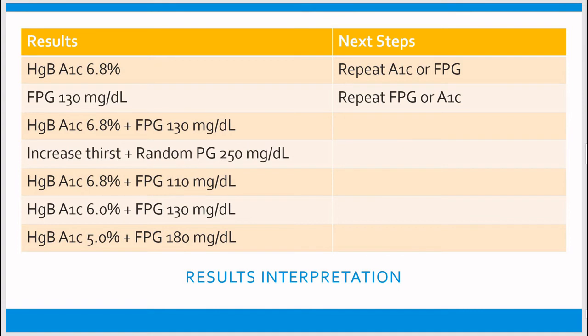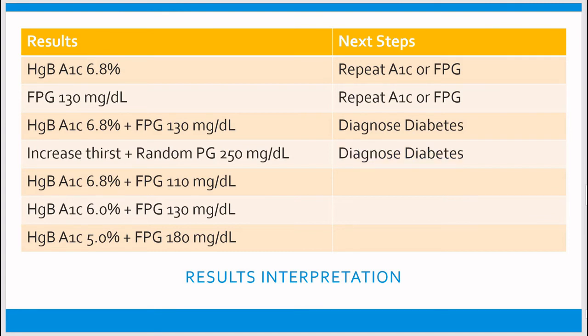For patients with an A1C of 6.8 plus a fasting plasma glucose of 130, what are the next steps? That is a diagnosis of diabetes because their A1C is greater than 6.5 and their fasting plasma glucose is greater than 126. What about in patients with increased thirst plus a random plasma glucose of 250? Well, that's a diagnosis of diabetes. Remember, going back to the criteria for diagnosis, if a patient has symptoms of diabetes, increased thirstiness and increased urination, with a random plasma glucose of greater than or equal to 200, that meets criteria for diagnosis of diabetes.